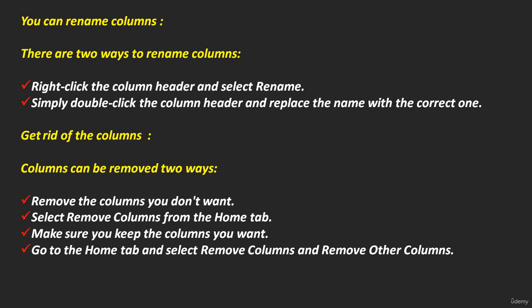So next is removing columns. Getting rid of unnecessary columns is a big part of data shaping, because when you have established relationships between your tables, it's best to remove columns early rather than later. Columns can be removed two ways. Remove the columns you don't want: select Remove Columns from the Home tab. Or keep the columns you want: go to the Home tab and select Remove Columns, then Remove Other Columns.